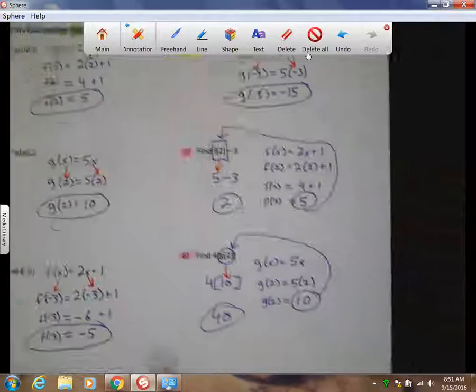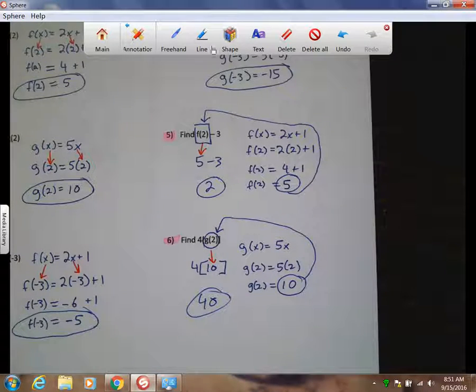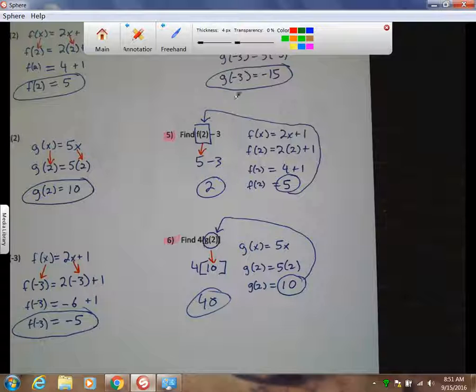Also make sure you know if you get one like this, that you need to find this part first. Find f of 2 first. That's what I did here, solving for f of 2. Then once you get that answer, put it back and then subtract 3. Or in this case, find g of 2 first. That's what I did here. Then I put my answer in there, then multiply it by 4.